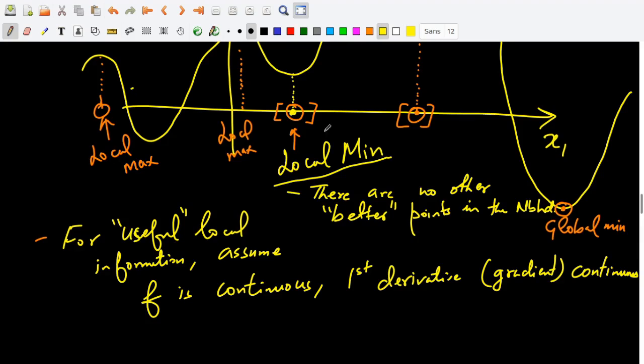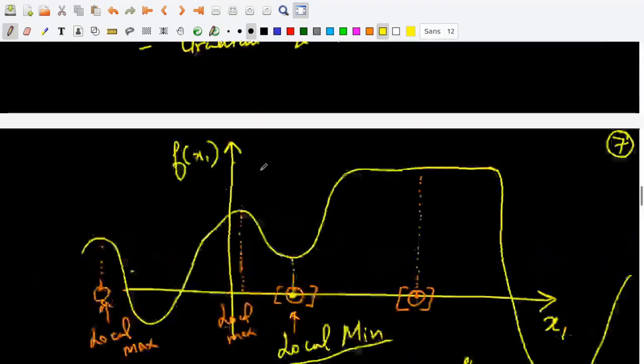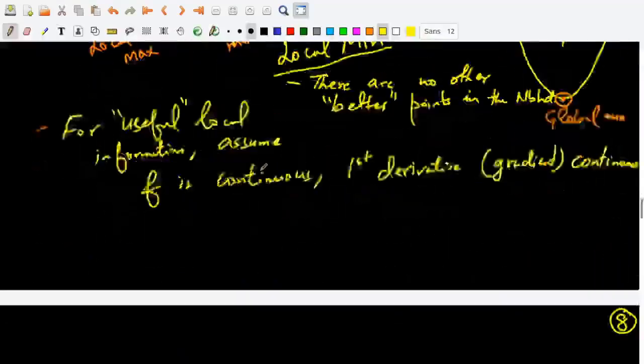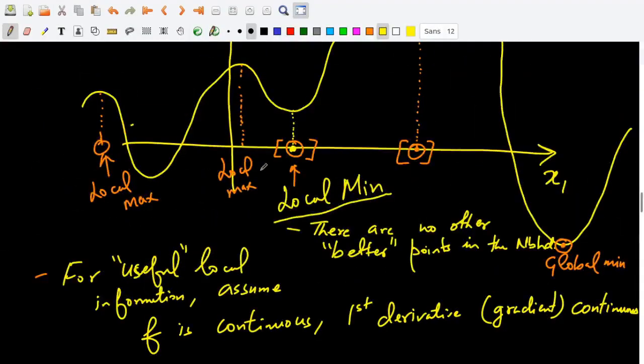So we will start looking at some of the mathematics behind this local information and try to come up with some first algorithms which help us in identifying these local minimum and local maximum points. So with this I'm going to stop and we will continue in the next lecture.